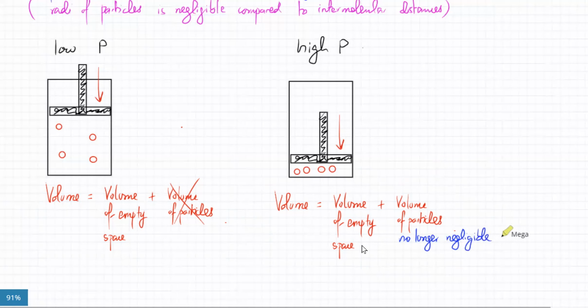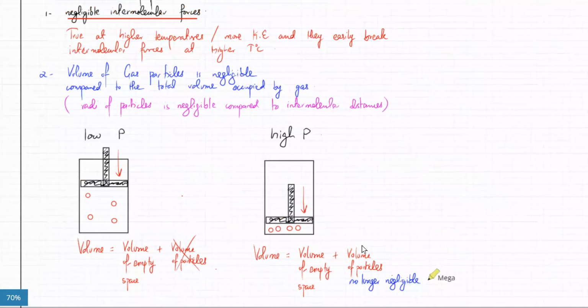So it's no longer negligible. So I'm going to sum this point up.